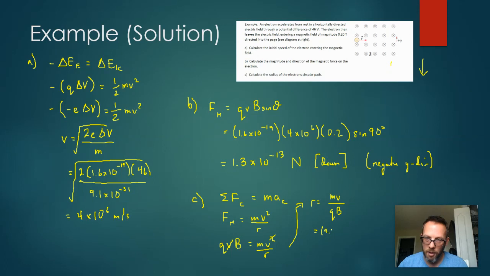And squeeze those in here. v was 4 times 10 to the 6, and 1.6 times 10 to the minus 19, and 0.2.